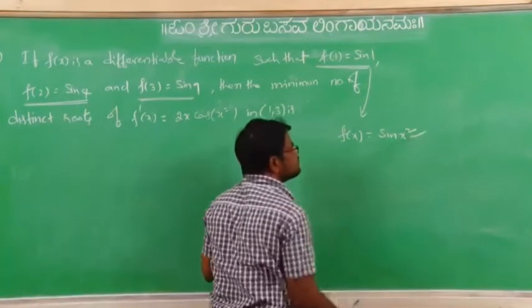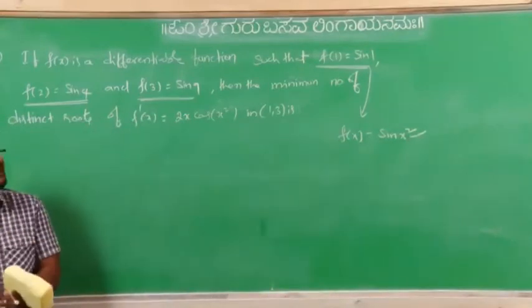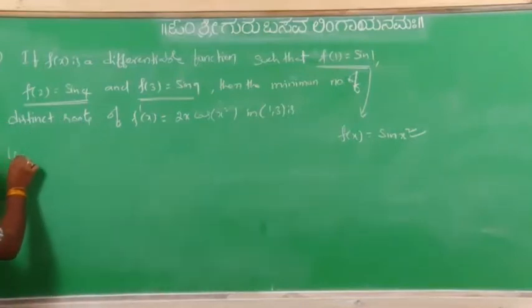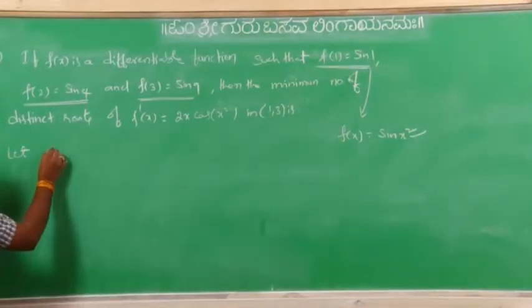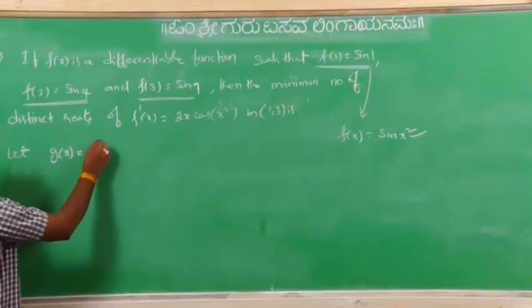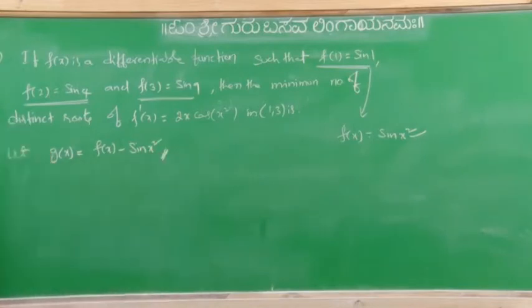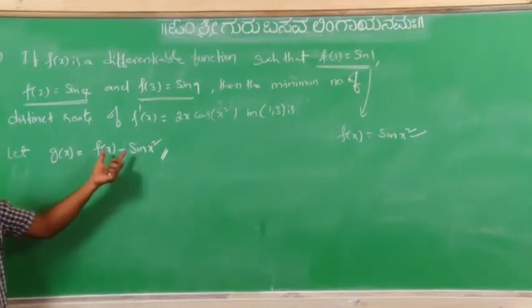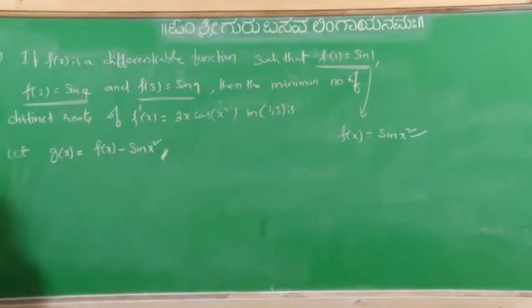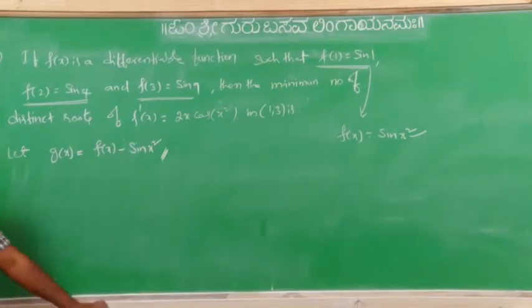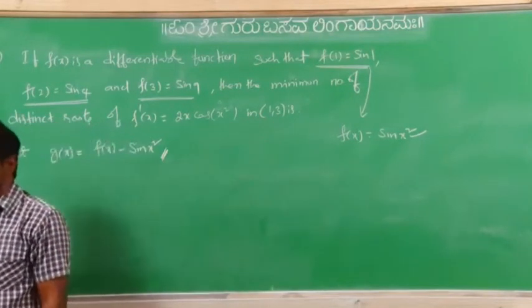Satisfied or not? Right? Now, the given function satisfies these three conditions, so you consider the function g(x) equal to f(x) minus sin x². This one you have to consider. Why we are taking it, you can identify now. Now listen carefully. sin x² is a continuous and differentiable function in this interval 1 comma 3.